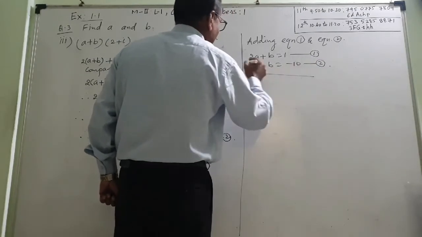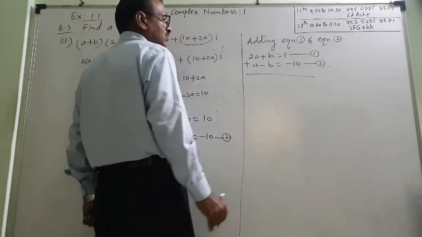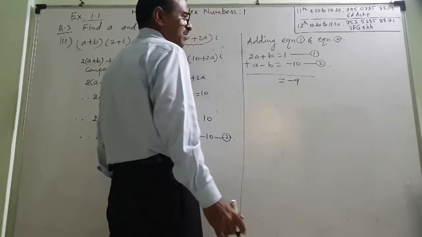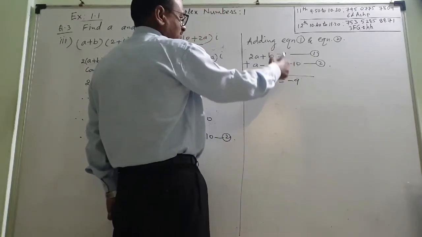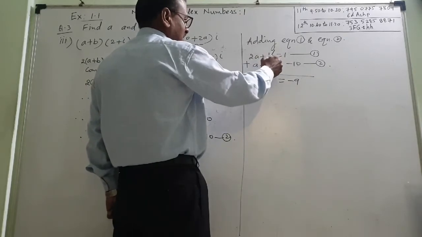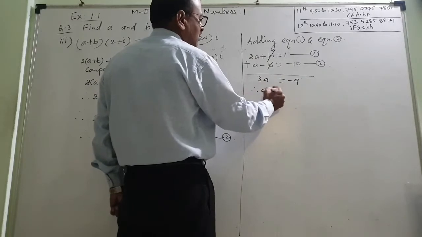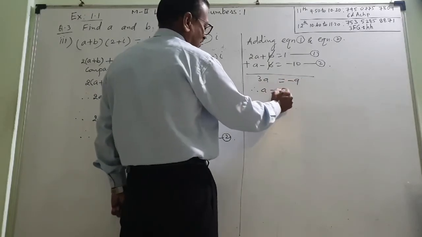I am adding them. So this addition will be minus 9. See this: minus 10 plus 1 is minus 9. This cuts, this cuts. 2a plus a, 3a. Therefore, a is equal to minus 9 upon 3, which will be minus 3.